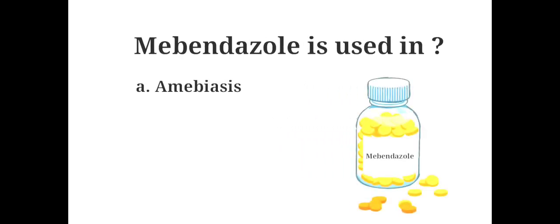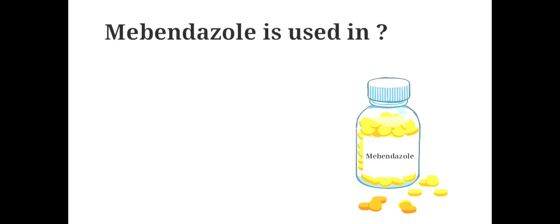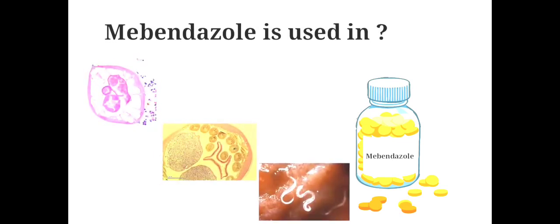Mebendazole is used in A. Amoebiasis, B. Malaria, C. Filariasis, D. Pinworm. And the answer is D. Pinworm. Mebendazole is used to treat intestinal worm infections such as pinworm, roundworm, and hookworm.